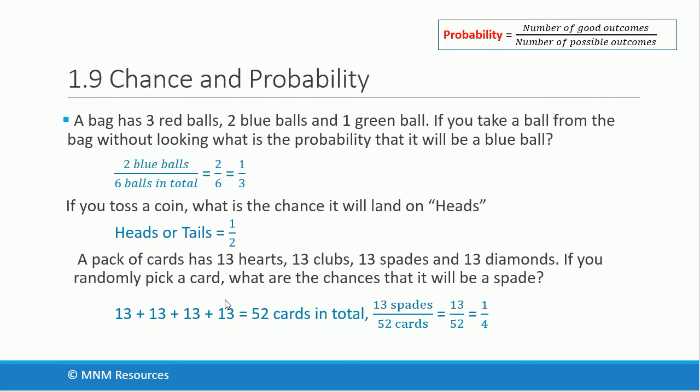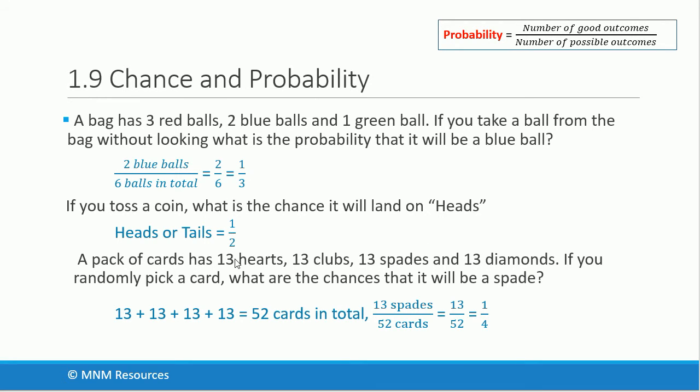Let's look at another example. You have a pack of cards that has 13 hearts, 13 clubs, 13 spades, and 13 diamonds. If you want to randomly pick a card, what are the chances that it will be a spade? Okay, so now we have a pack of cards with 4 different types. We know a card pack has hearts, clubs, spades, and diamonds, and there are 13 of each type in the card pack. So what are the number of possible outcomes? If you took that card pack and picked a card, what could you possibly get? What are the total number of possible outcomes?